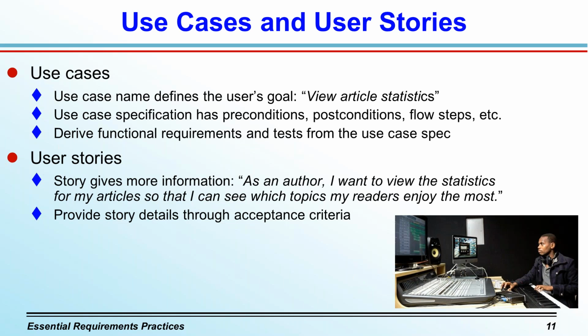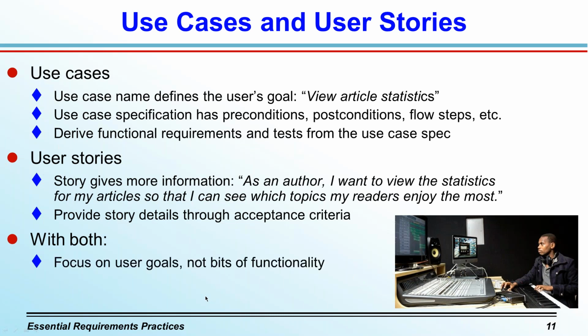I don't think that's true. Developers need the same information. There are certainly differences in how agile projects handle those compared to traditional projects, but they need the same information. And whether you choose to write it as acceptance criteria or functional requirements specifications doesn't really matter very much. But with both use cases and user stories, keep the focus on understanding user goals initially, not describing bits of system functionality.